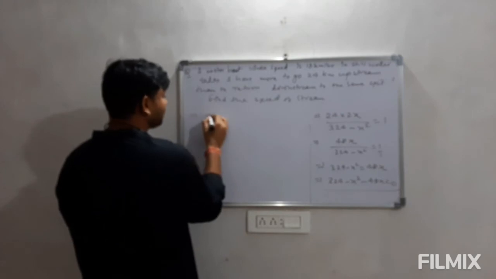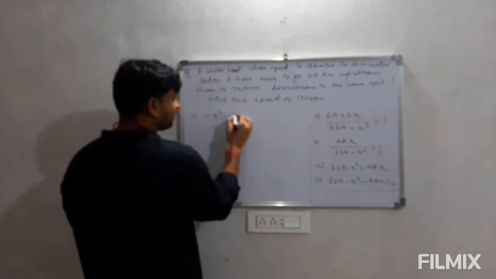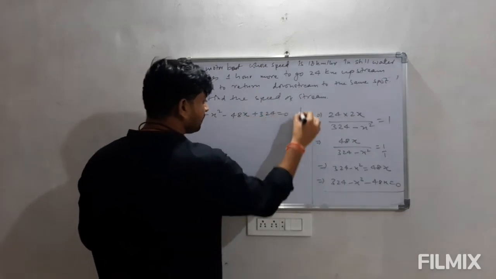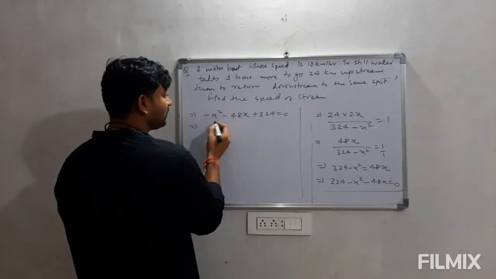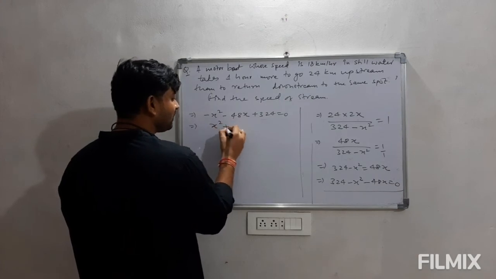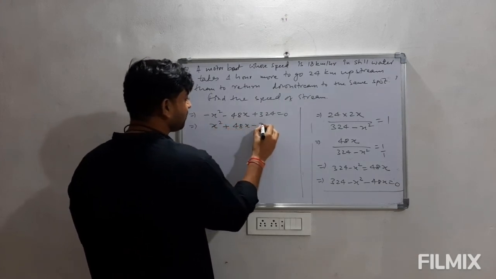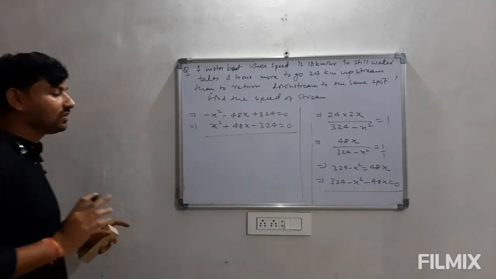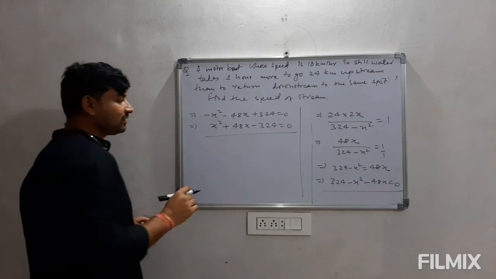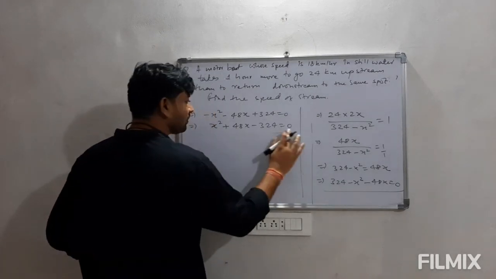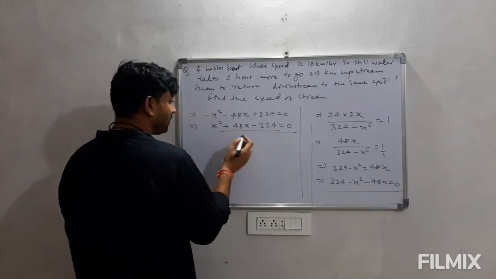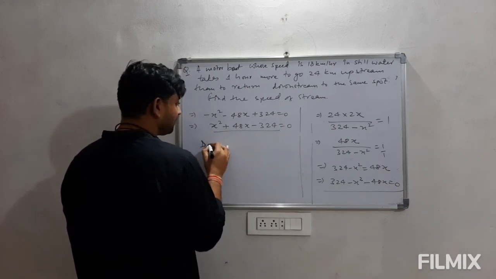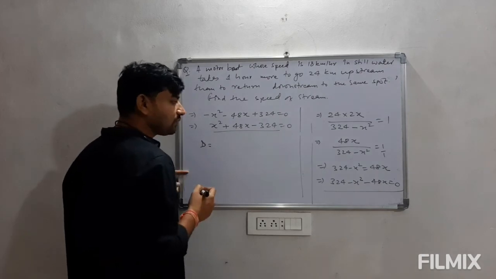So if we rearrange this, we are getting minus x square minus 48x plus 324 is equal to 0, which, if we take minus common, the sign will change. So we are getting x square plus 48x minus 324 is equal to 0. So this is the final equation which we are getting here. Now we can solve this by using quadratic formula. For this we have to find out the discriminant, that is b square minus 4ac.